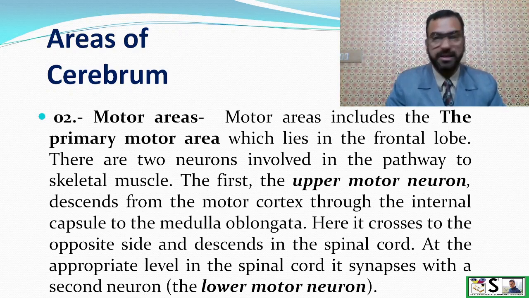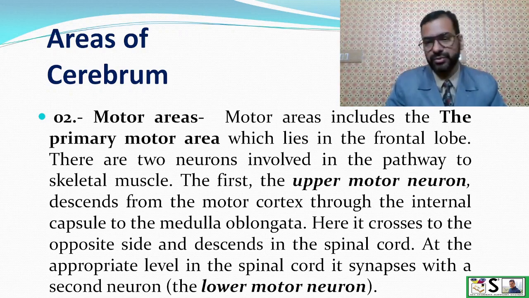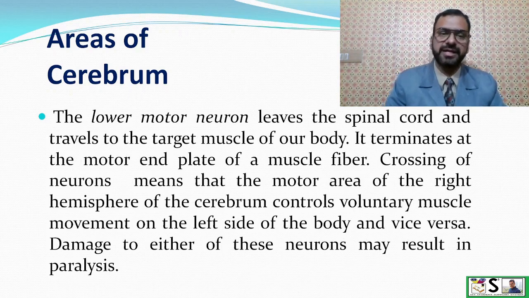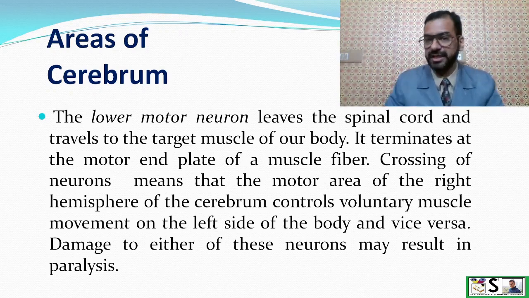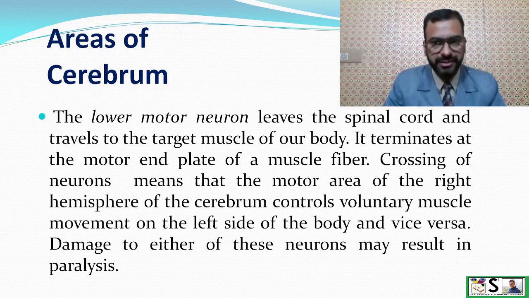The first is known as upper motor neuron, which descends from the motor cortex through the internal capsule to the medulla oblongata, and here it crosses to the opposite side and then descends to the spinal cord. At appropriate level in the spinal cord, it synapses with the second neuron, that is lower motor neuron. The lower motor neuron leaves the spinal cord and travels to the target muscle, for example, muscle of the hand or muscle of the leg. And it terminates at the motor end plate of the muscle fiber.